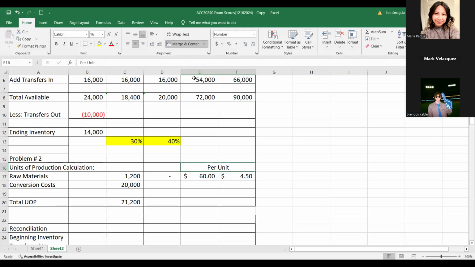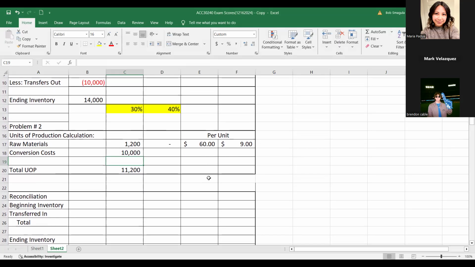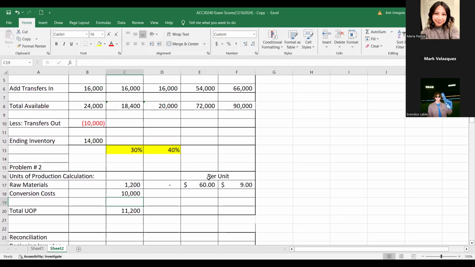We do the same thing with the 90,000. When we divide the 90 by the 20,000, or in this case, I've changed it to 10, we're going to get $9 a piece. Now that we know that, we can take the $60 per unit times the 1,200 at 30%.